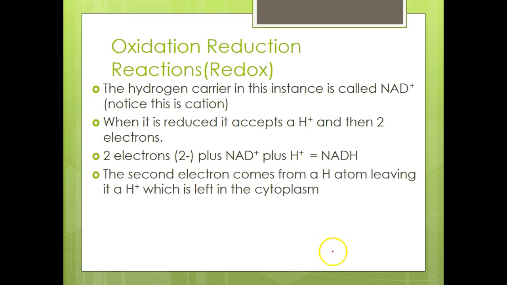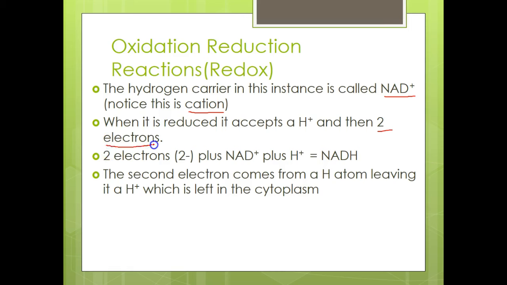Okay, so a little bit more about oxidation reduction reactions. Redox. Anytime you have a reduction, you have to have an oxidation. Remember that. The hydrogen carrier in this instance is called NAD+. Okay, I just talked about that. NAD+ and NADP+ are both cations. They're positive, right? Positive ions are cations. And it is going to be reduced, which means it's going to accept 2 electrons.